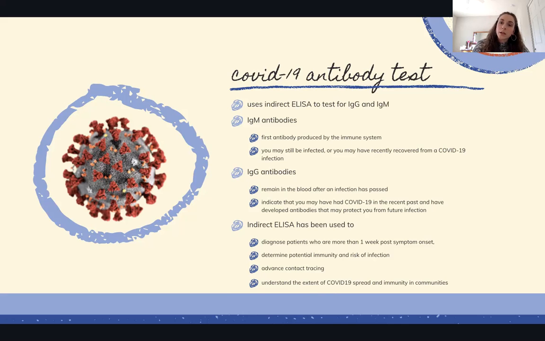And specifically with COVID-19, indirect ELISA has been used to diagnose patients who are more than a week post-symptomatic, and it determines potential immunity and risk of infection, and it also helps advance contact tracing on a larger scope and immunity in communities.